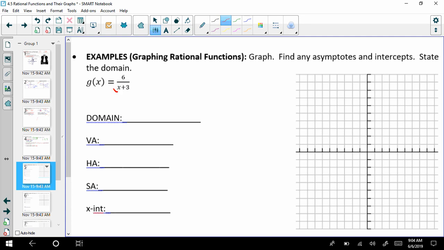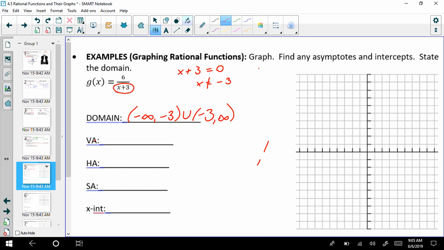Since I have a denominator, that's where my eyes are going to be drawn, because I do not want the denominator to be 0. So let's figure out what would make the bottom 0. If I solve that, I do not want x to be -3. That's going to make the bottom 0. So there would be my domain: everything but -3.